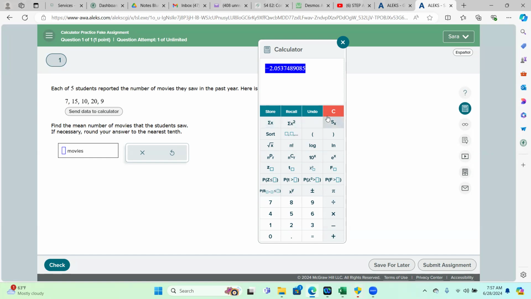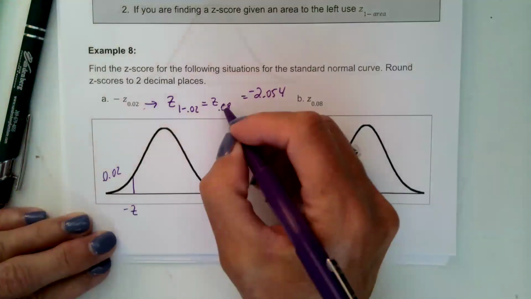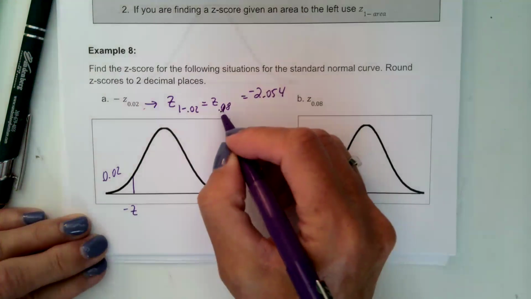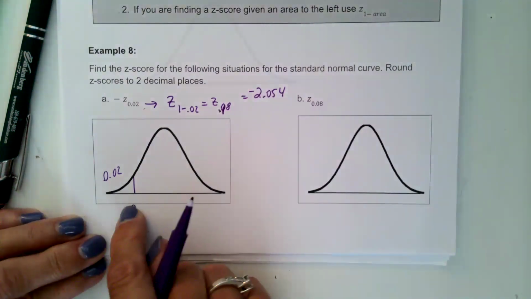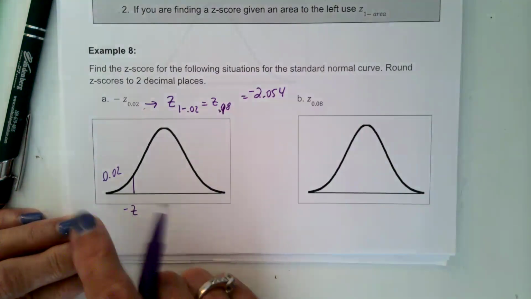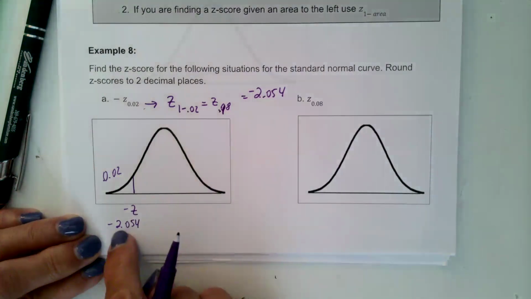So I put in, remember, 1 minus the 0.02 because we wanted the left-hand z of that. Now, I misspoke. When I said 0.08, I meant 0.98. This should be 1 minus 0.02, which is 0.98. Sorry about that. So that would be a negative 2.054 standard deviations to the left.